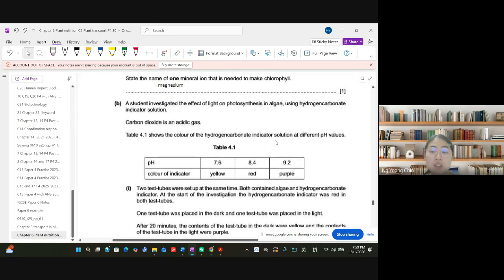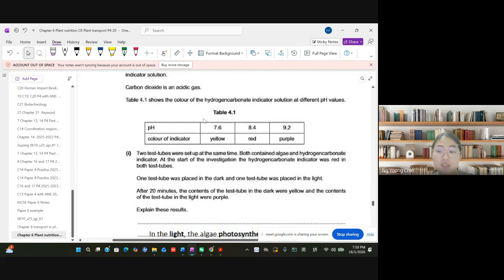And then this one, you want to investigate the effect of light on photosynthesis in algae using the hydrogen carbonate indicator solution. So see this again: the change in color. You can see that when the pH becomes more acidic, the indicator becomes yellow. But when it becomes more alkaline, the indicator becomes purple.